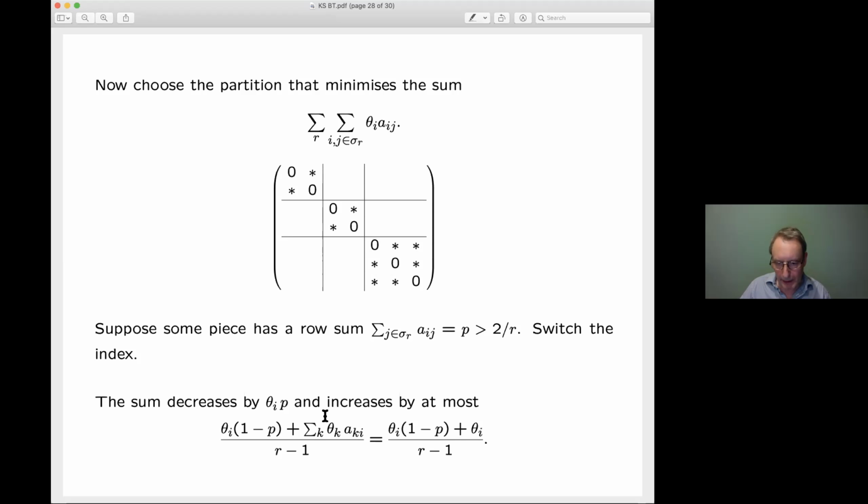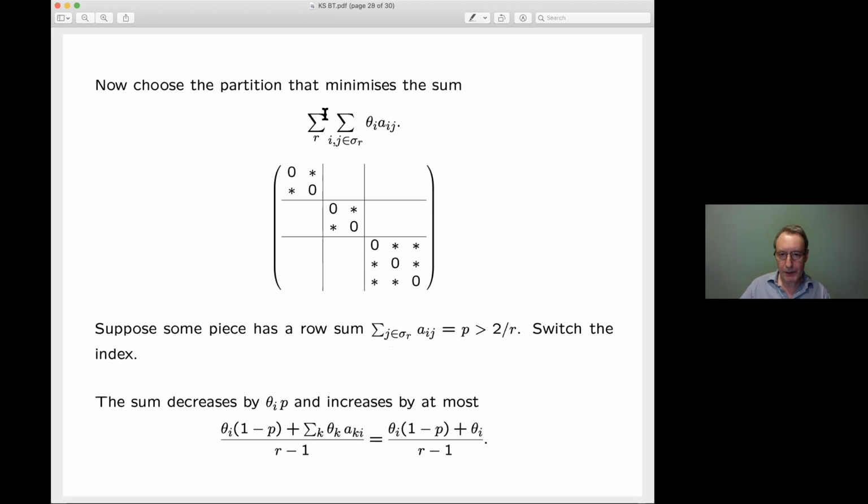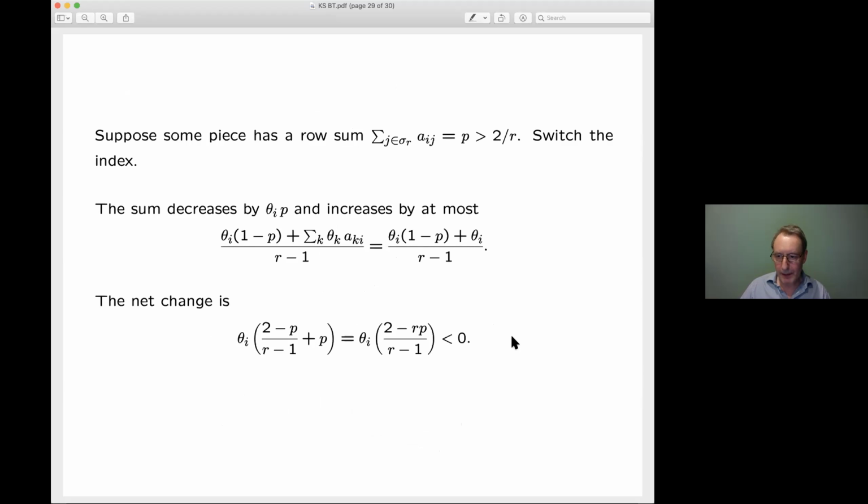And now, of course, I use the fact that this theta is a left eigenvector, so actually this linear combination is just theta i. And now I'm in a position to understand exactly what this expression is. So there it is on the next page. I'm assuming that P is bigger than 2R. I combine this, I get 2 minus RP. That's less than 0, and therefore I get a contradiction. I chose the partition to minimize this sum, and I've now found a way to switch one of the indices so as to get a lower sum, so as to decrease the sum.